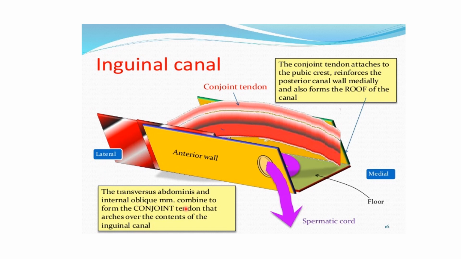The transversus abdominis and the internal oblique muscle combine to form the conjoint tendon that arches over the contents of the inguinal canal. So over here I have removed the box shaped roof, and here you can see the fibers of the transversus abdominis and internal oblique are arching, combining, forming a conjoined tendon, which is reinforcing the posterior wall of the inguinal canal, plus also forming the roof of the inguinal canal as well.